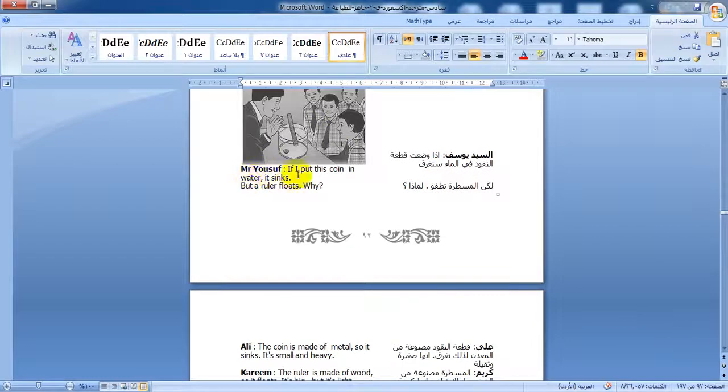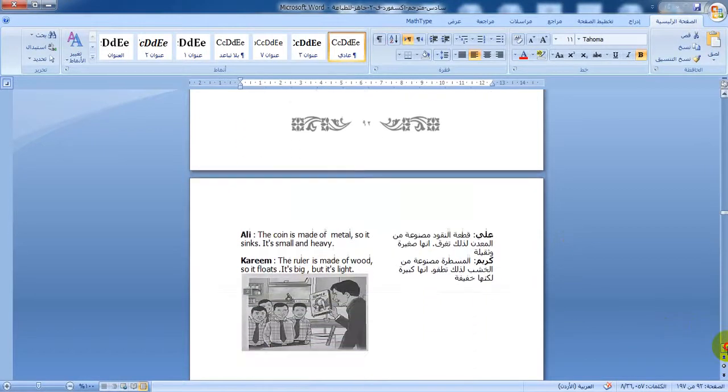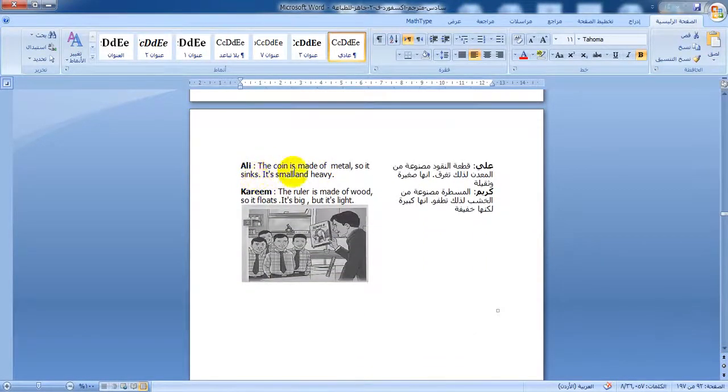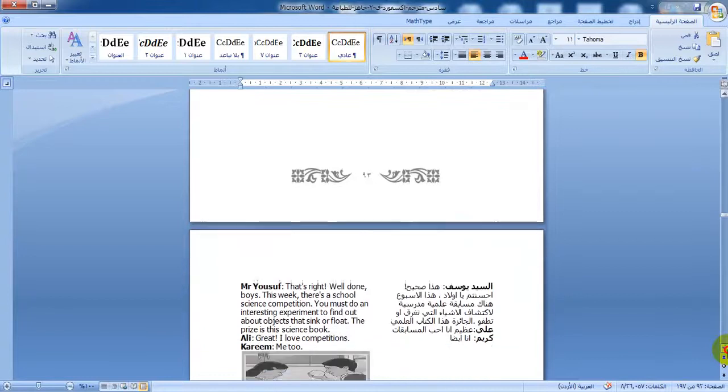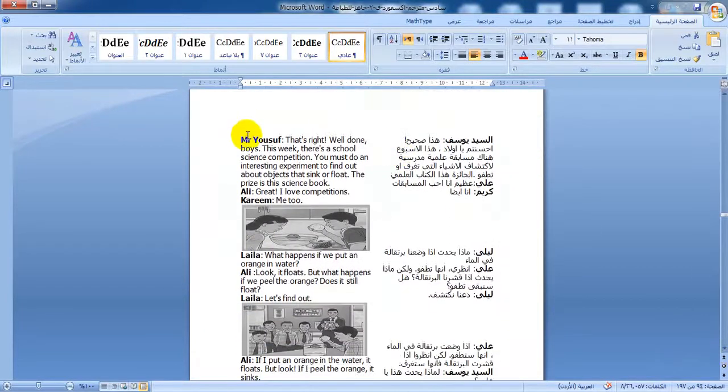Mr. Yusuf: If I put this coin in water, it sinks, but a ruler floats. Why? Ali: The coin is made of metal, so it sinks. It's small and heavy. Kareem: The ruler is made of wood, so it floats. It's big, but it's light. Mr. Yusuf: That's right. Well done, boys.